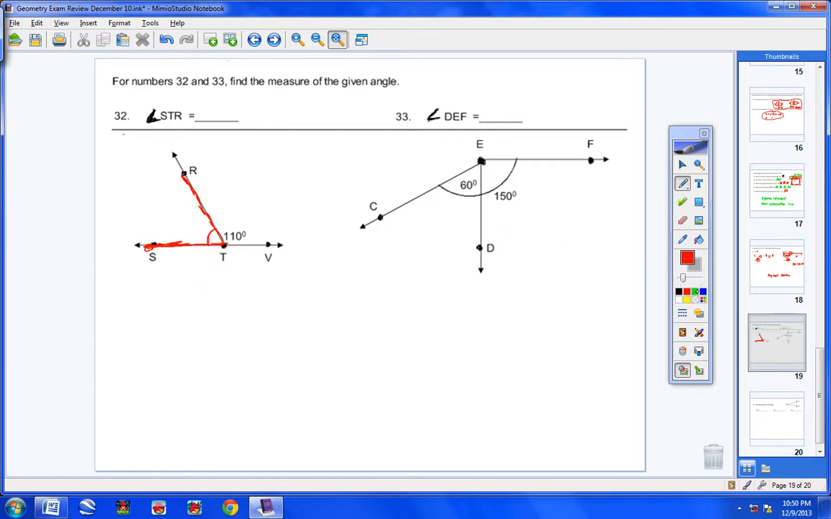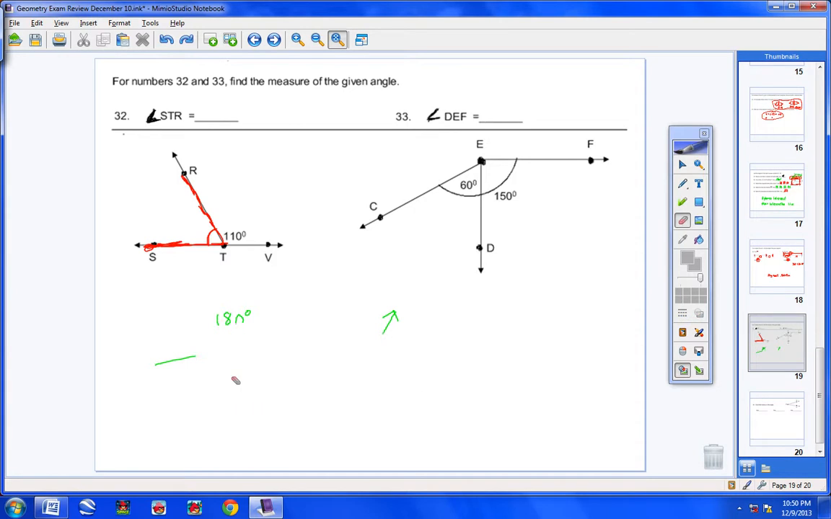Now don't forget what you learned this year. We learned that whenever you have a straight line and a ray coming off of it, these two angles here, we'll call them X and Y, will always add up to what? Do you remember? 180 degrees, because a straight line like this with a point always has an angle measurement of 180 degrees. It's half of a circle. A circle has 360 degrees, so half of a circle would be 180 degrees.